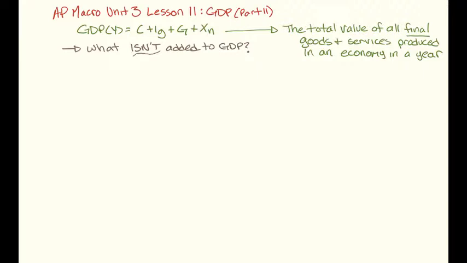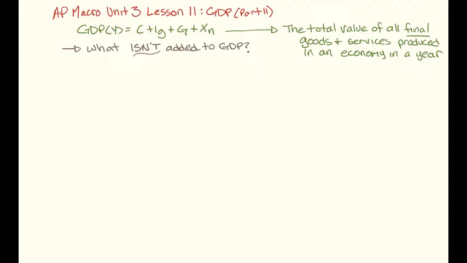I think the most common way this is tested is through the purchase of a house. If you buy a house that was built in 1976 today, it does not add to today's GDP. It already added to GDP in the year that it was produced. So make sure that used goods, second-hand goods, don't get added into GDP.